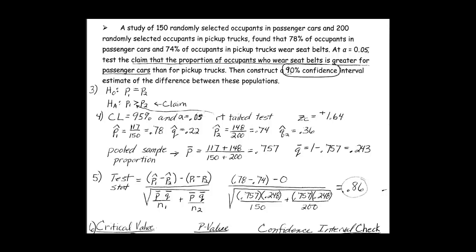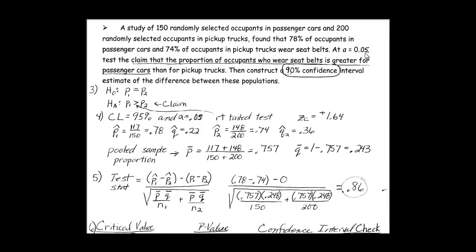Okay, in this example, we're going to take another look at another two-sample proportion hypothesis testing. A study of 150 randomly selected occupants in passenger cars and 200 randomly selected occupants in pickup trucks found that 78% of the occupants in passenger cars and 74% of the occupants in pickup trucks wear seatbelts. Okay, looks like we've got two different samples here, two different ratios. We can see that 78 is more than 74, but we're going to test this out.